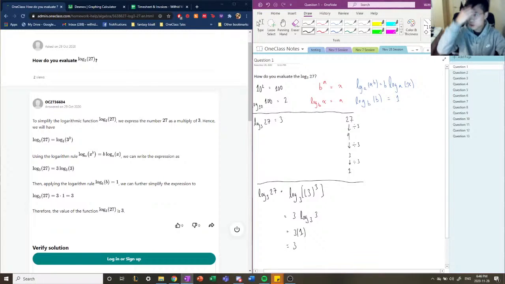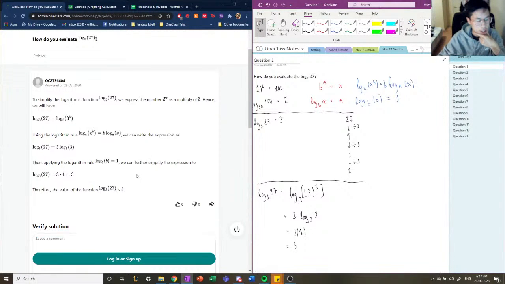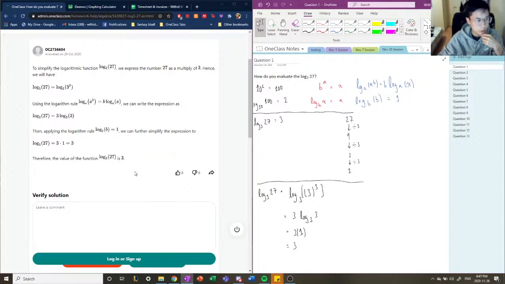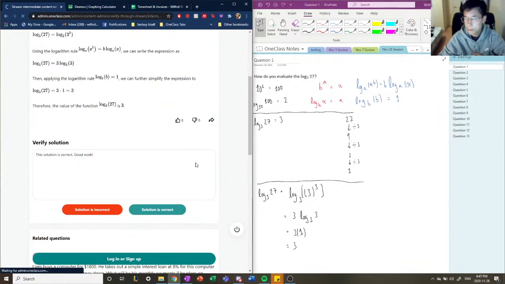Okay, so those are two ways to think about calculating a logarithm: by using a computational method and also using some properties of logarithms themselves. The junior tutor used the properties of logarithms to simplify our expression and find the answer. So the solution is correct. Good work.